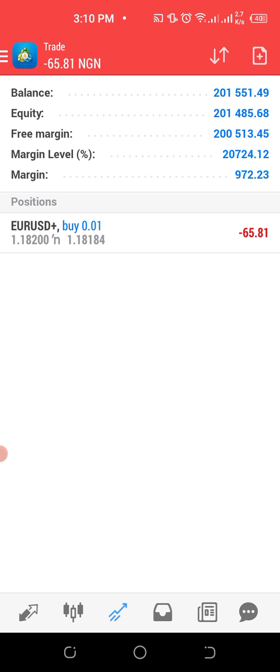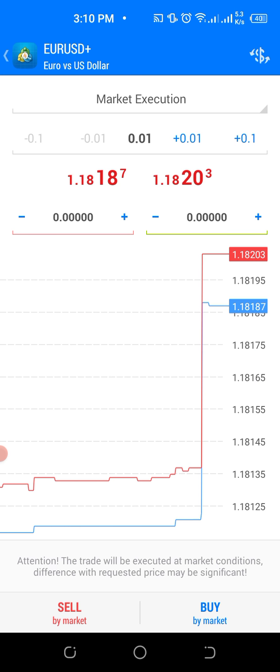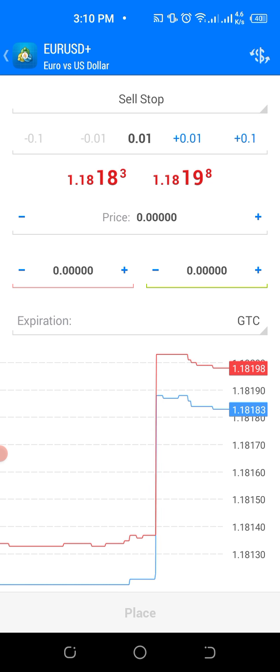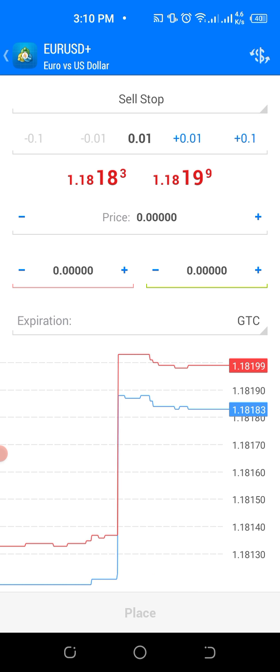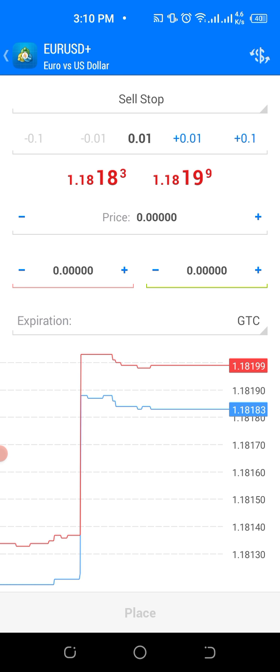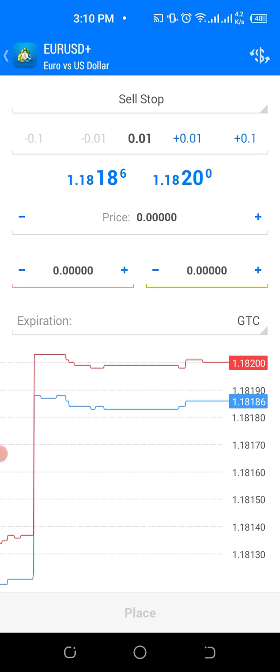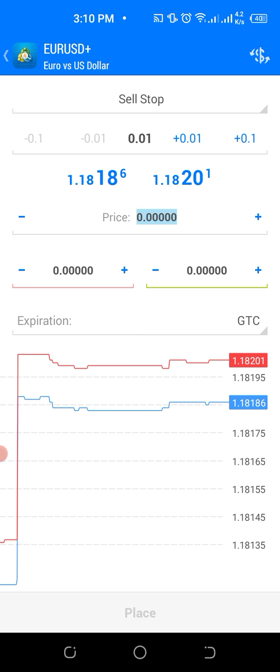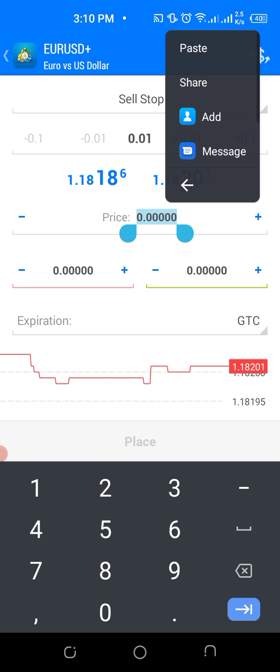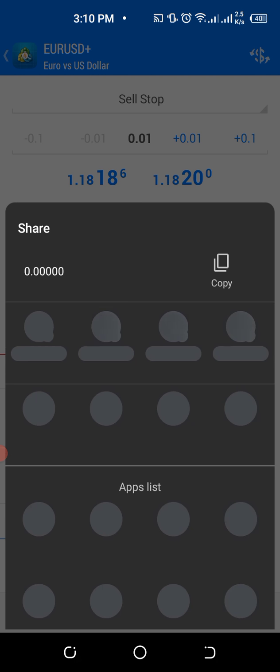Okay, so some of us are back in profit. Sell stop. Have you done that? Are we done with the sell stop? Yeah. Oh yeah, let's do the buy stop.